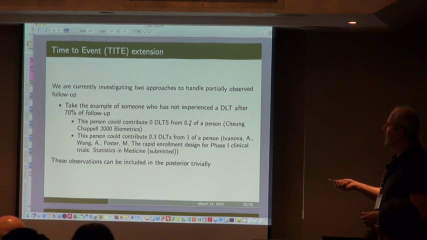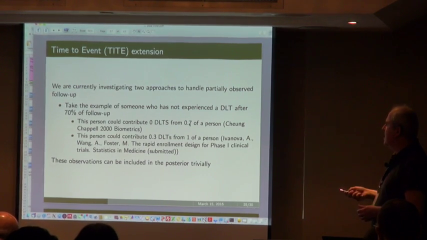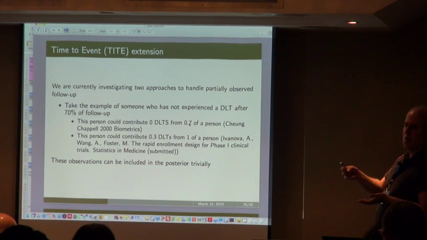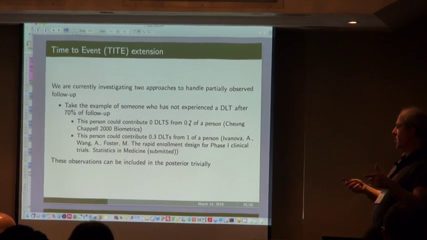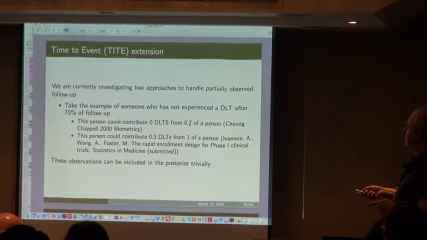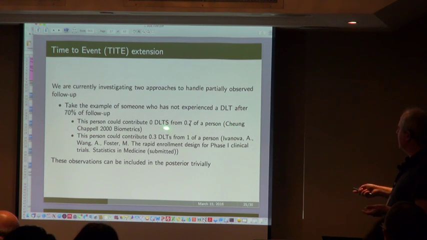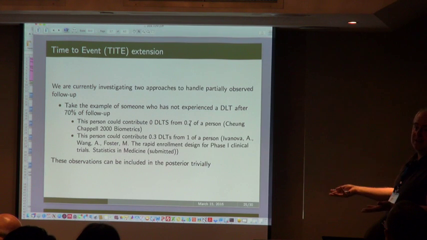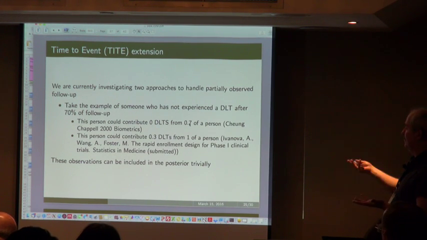We've also started looking at time to event extensions to this. There's a few different ways of thinking about it if you want to recruit another cohort while you're still observing the previous cohort. And most of them use some sort of method of partial information. Ken did a paper where if you've got 70% follow-up of a single person and you haven't seen a DLT, you would say there's no DLTs from 0.7 of a person, and you can put that in his data. We can easily put that into any of the posteriors that we're constructing as well.